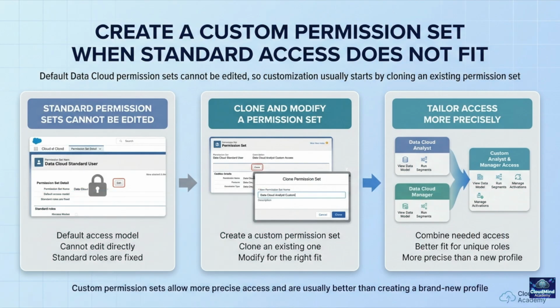Now let's talk about customization. The default Salesforce Data 360 permission sets cannot be edited. So, if an administrator needs to change the access model, they must create a custom permission set. The easiest way to do that is usually by cloning an existing permission set and then modifying it. This is especially useful when a user does not fit neatly into any of the standard Data 360 persona-based roles. For example, a user may need some access from one standard role and some access from another.